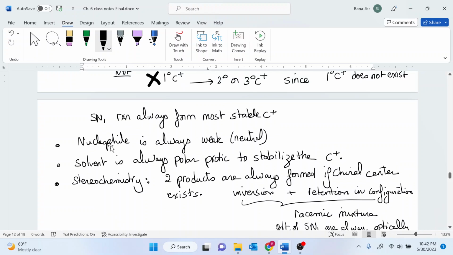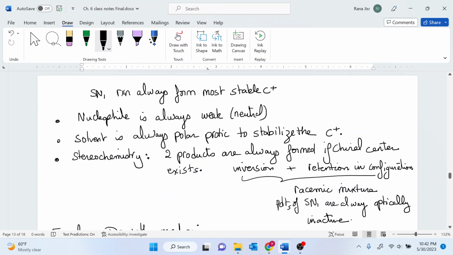The nucleophile that we use in this type of reaction is always a weak nucleophile, so it's neutral. The solvent is a polar protic solvent. And for the stereochemistry of the reaction, every time in SN1, we're going to end up getting two products. One product is going to be inversion of configuration, and the second one is going to be retention. So if we combine both of these, they're going to be a racemic mixture. So the products of SN1 are always both. If you combine them, they are optically inactive.